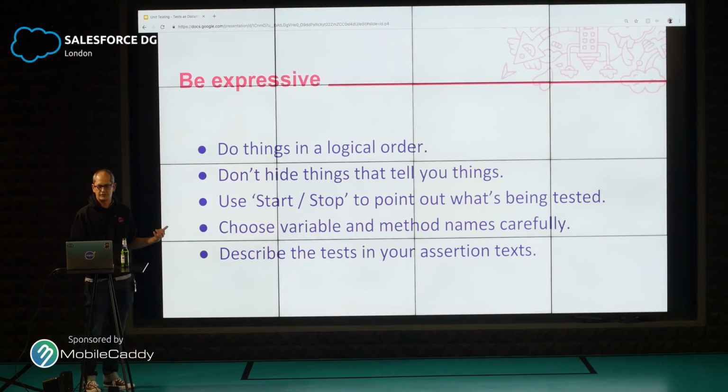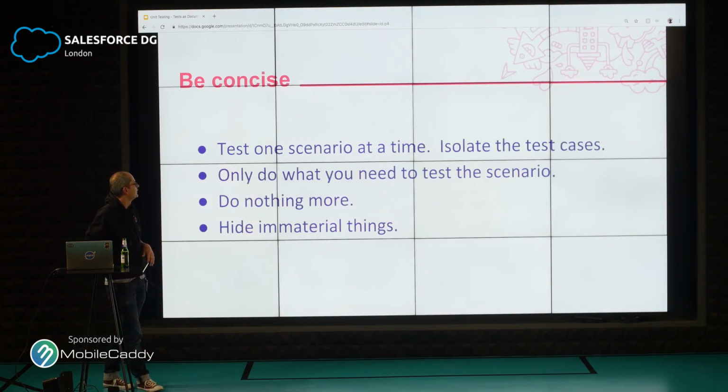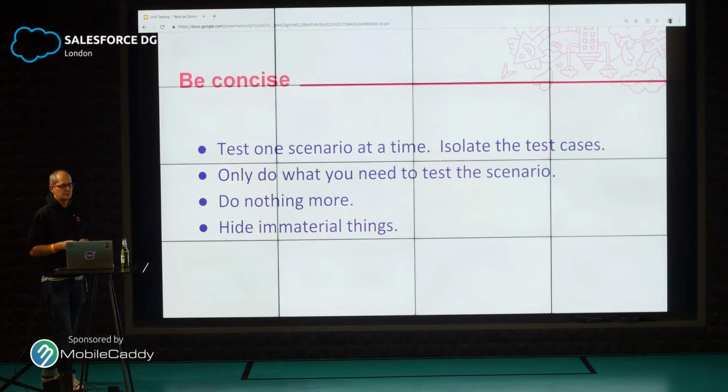So our first tenet was to say that we want to be a little bit more expressive. The next thing is that we want to try to be concise, and by that I mean we want to be brief and we want to be comprehensive. A big part of that is by saying we want to test a single scenario at each time. And this is something that the Salesforce documentation misses completely.